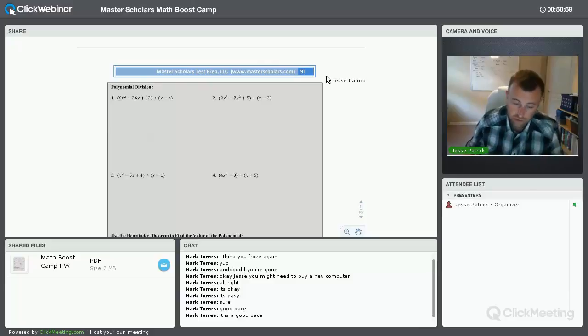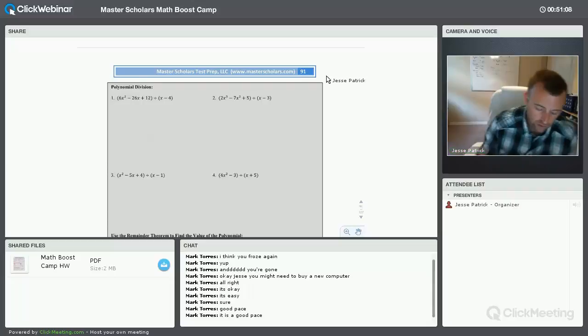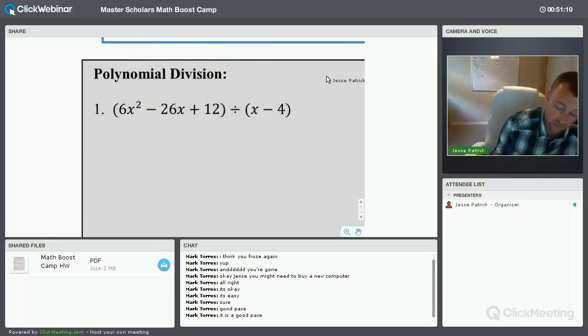So again, what we're going to do is a method called synthetic division. And it's a process. Again, I'm not going to teach it from scratch. I'm going to show you how you do synthetic division, assuming you've seen it before, and this is a reminder. Okay, so here's how you do synthetic division.